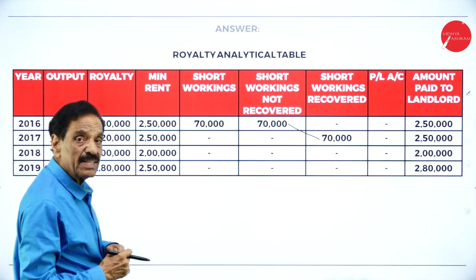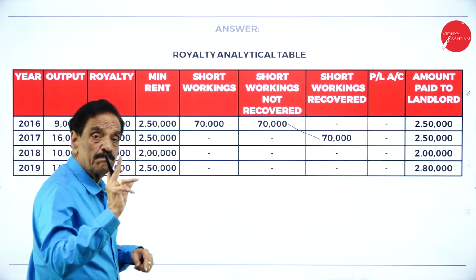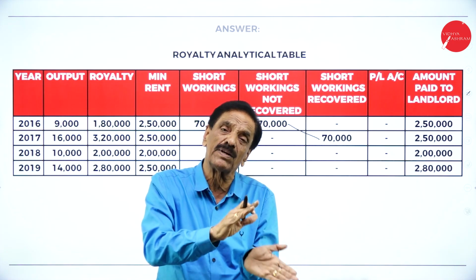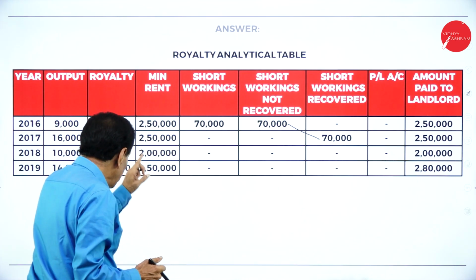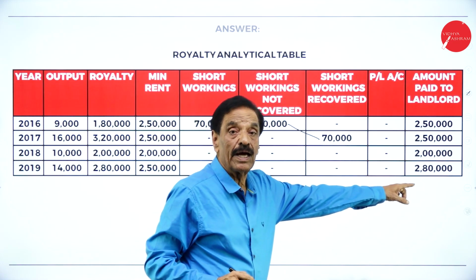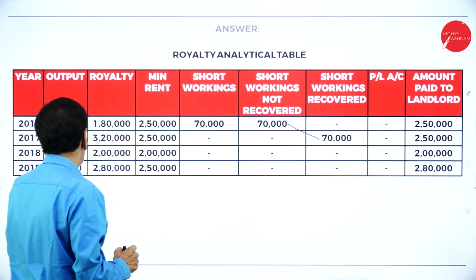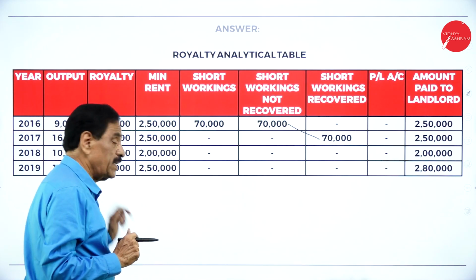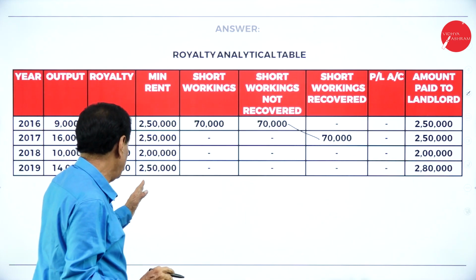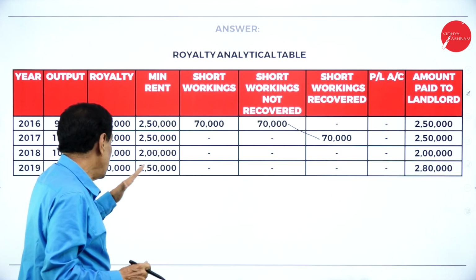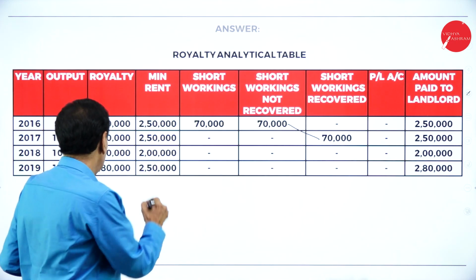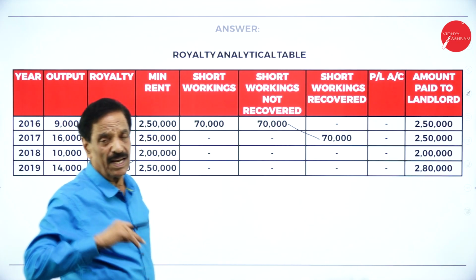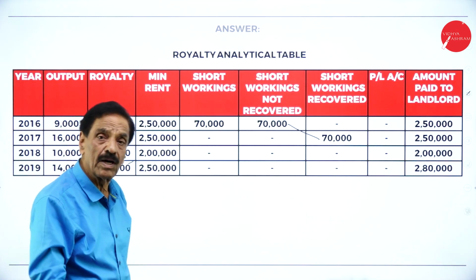In the third year, this year of strike, 10,000 per ton is 20, it becomes 2 lakh. I told you royalty and the minimum rent are one and the same. 2 lakh, even the minimum rent is also 2 lakh. We paid the 2 lakh only. Then come back to the last year. What's your output? 14 lakh per ton 2 rupees, 20 rupees, 2,80,000 with a minimum rent of 2,50,000. Whichever is more, either the minimum rent or the royalty, which is more here? Royalty, you are going to pay the royalty. Either the royalty or the minimum rent, whichever is more, we are going to pay.